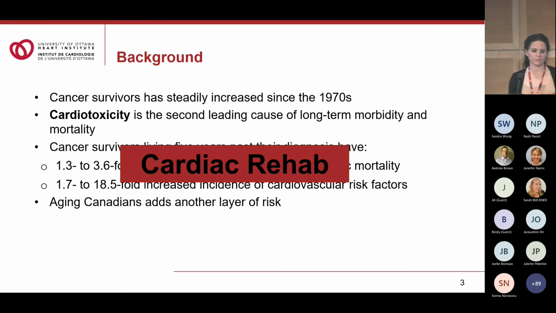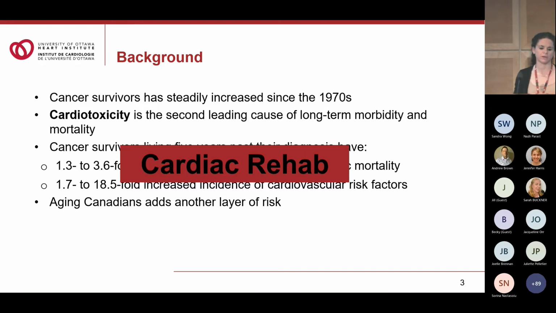Cancer survivors who live 5 years past their diagnosis have a 1.3 to 3.6-fold increased risk of cardiovascular specific mortality and a 1.7 to 18.5-fold increased incidence of cardiovascular risk factors such as hypertension, diabetes, and dyslipidemia. If we compare this to people with diabetes, for example, those with diabetes are only twice as likely to have heart disease, and yet we're fortunate enough here to have a whole program dedicated to diabetes to help avoid further cardiac complications.